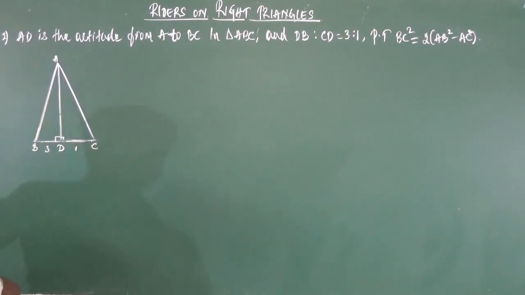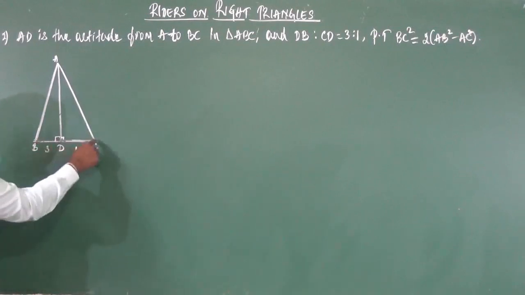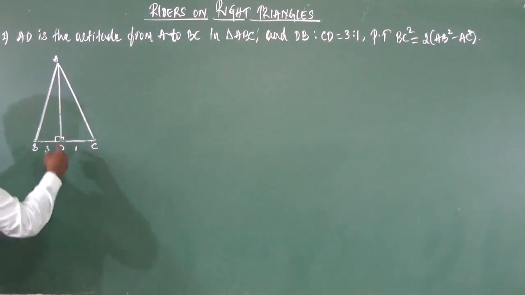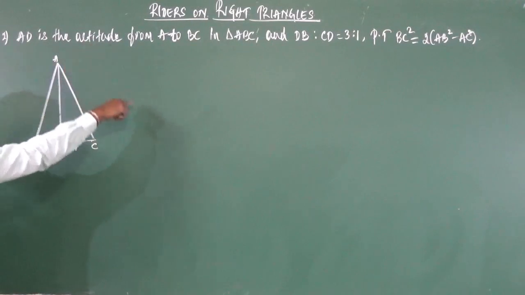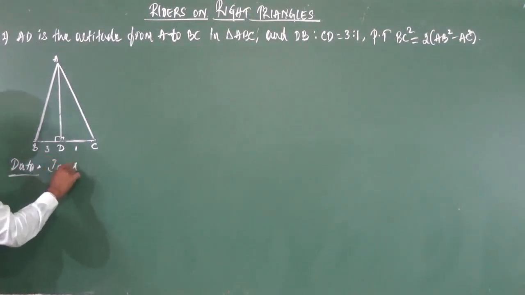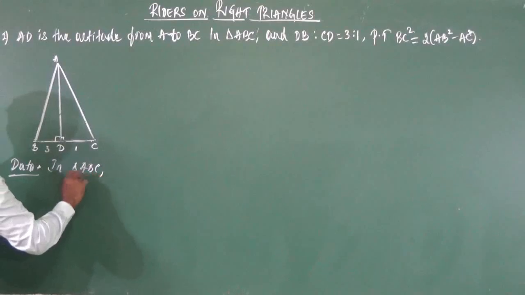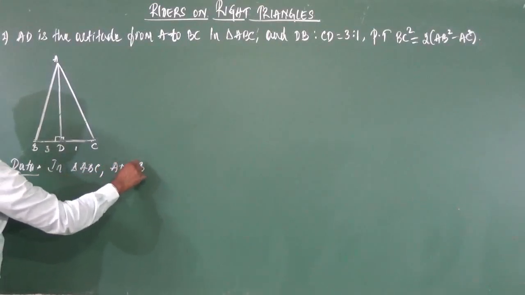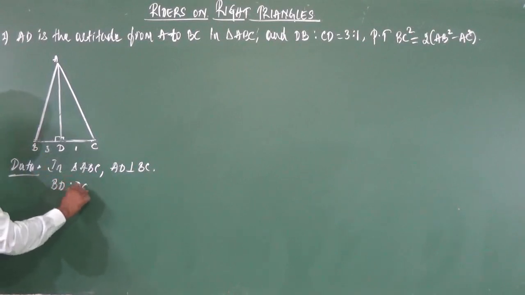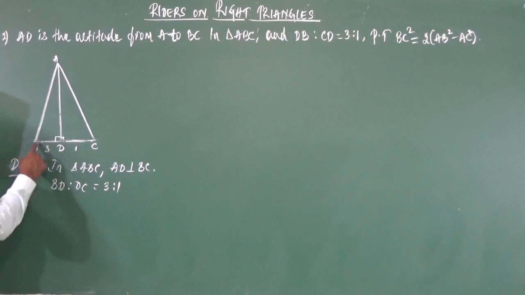Okay. So to prove that the square on BC is equal to twice the difference between the squares on AB and AC. So that's the meaning of that. So let us get into the data. So in triangle ABC, AD is perpendicular to BC, that's very important. And here BD is to DC is 3:1 ratio.